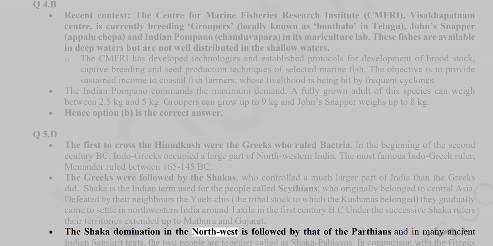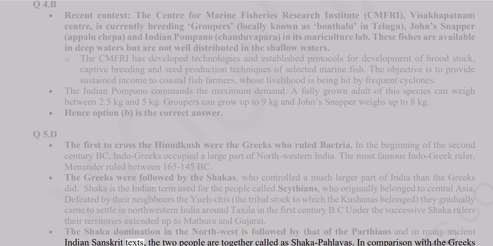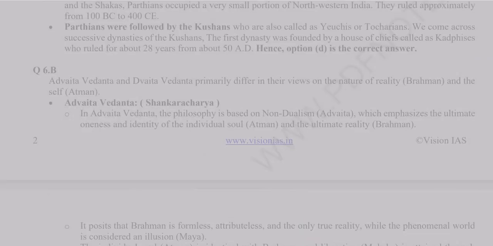The Shaka domination in the northwest is followed by that of the Parthians, and in many ancient Indian Sanskrit texts, the two people are together called Shaka Pallavas. In comparison with the Greeks and the Shakas, Parthians occupied a very small portion of northwestern India. They ruled approximately from 100 BC to 400 CE. Parthians were followed by the Kushans, who are also called Yuezhi or Tocharians.